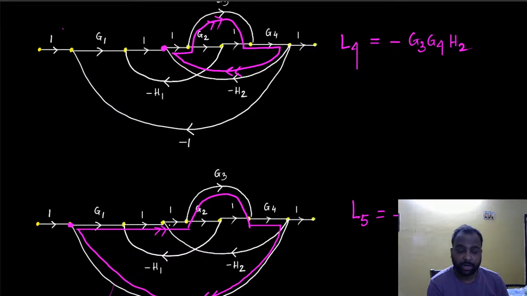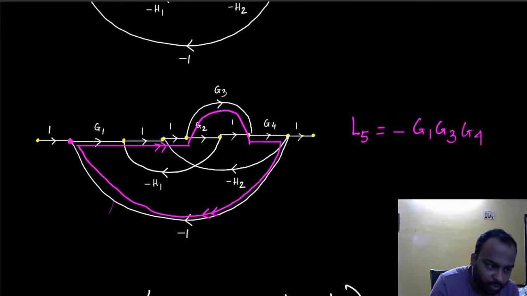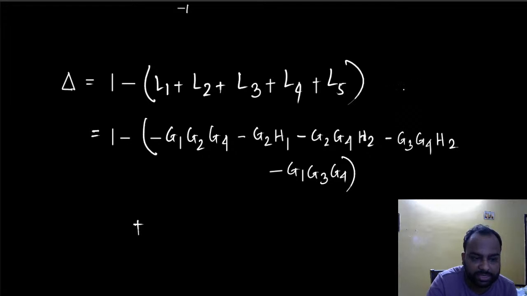That way, I won't be able to figure out any pair of loops that do not touch each other, right? Because all the loops that I have share a common branch. They already have a common branch in all of them. That way, none of them are non-touching. So you cannot figure out a pair or a triplet that are non-touching. So again, like the previous one, I do not have any more terms in this particular scenario. So the answer is pretty simple.